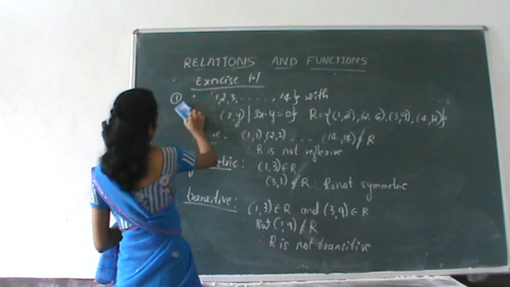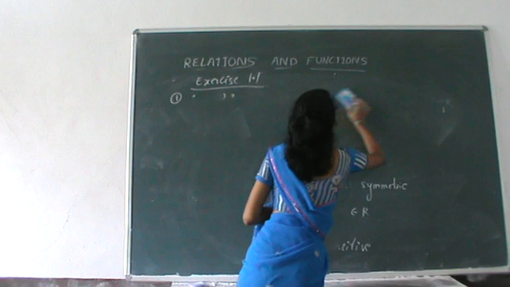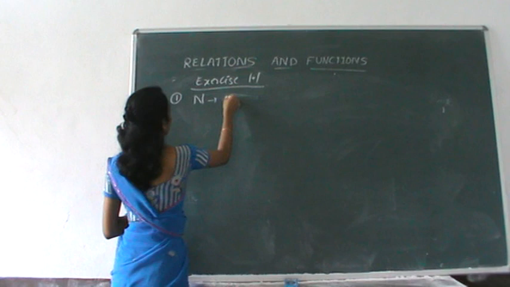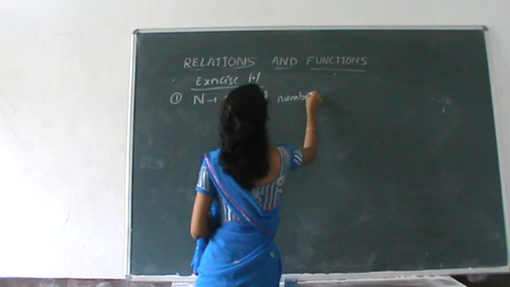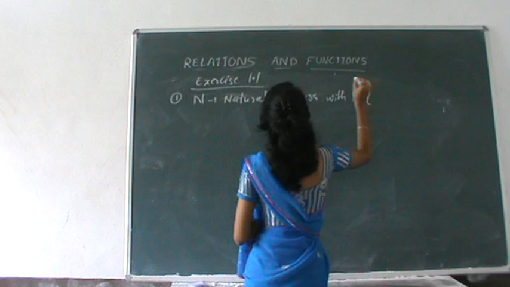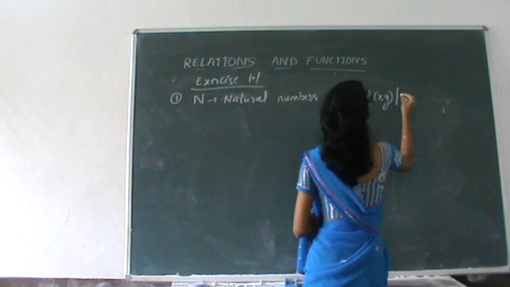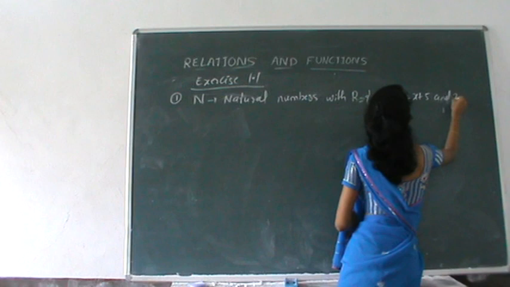Consider the next example. Consider the set N of natural numbers. Given set N of natural numbers with the relation R equal to (x, y) such that y equals x plus 5 and x is less than 4.